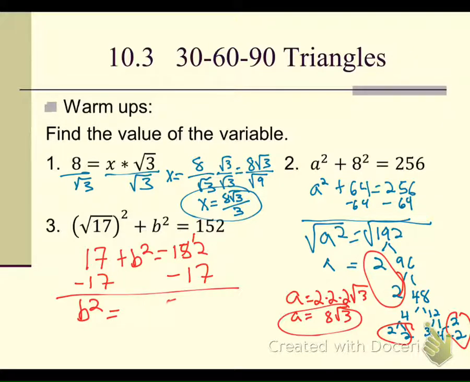Okay, so why don't we look and see what we arrived at? So we see that if we carry the 1 over, you have 12 minus 7. What is 12 minus 7? We end up with b squared equals 135.